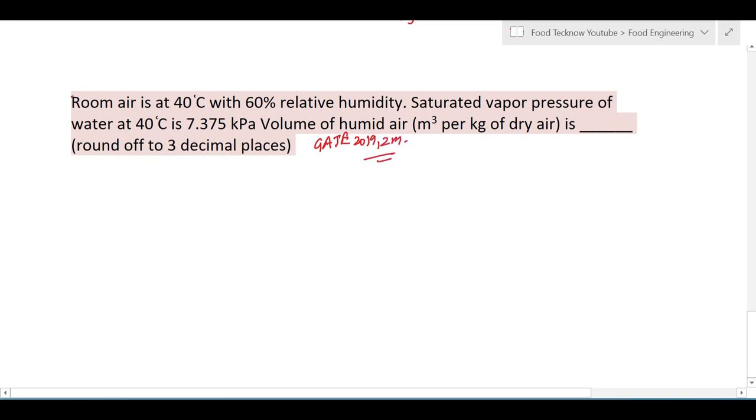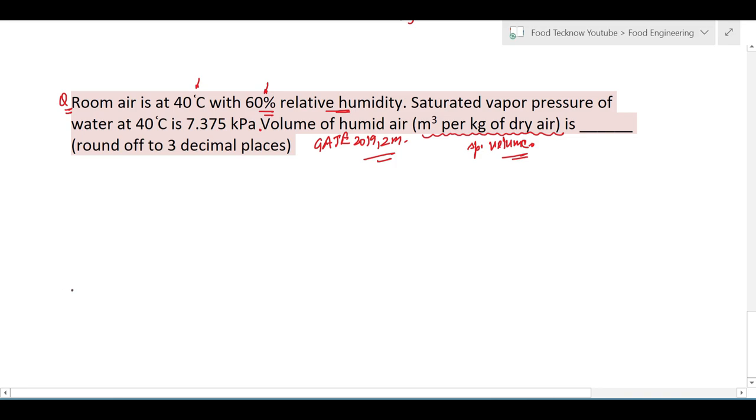Okay, the question is that the room air is at 40 degrees Celsius with 60% relative humidity. These are the two things given here, and the saturated vapor pressure of water at 40 degrees Celsius is this much. And the volume of the humid air is asked. So it is the specific volume of the humid air, or the moist air, that is asked here.